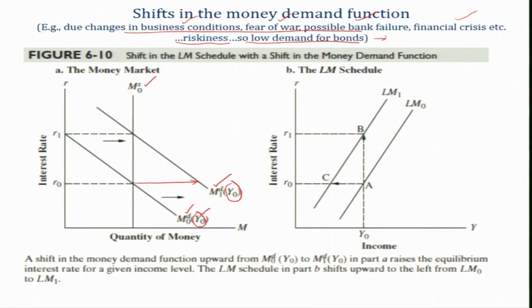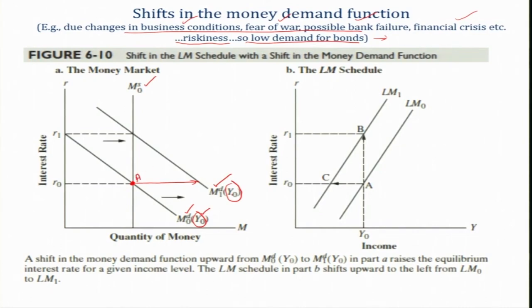So that means the liquidity preference has increased. That means the demand for liquidity has increased as a result. So you can see that this is the new diagram, the new money demand curve. So you can say that this is the new equilibrium position. The initial equilibrium position for money supply equal to money demand is at this position.